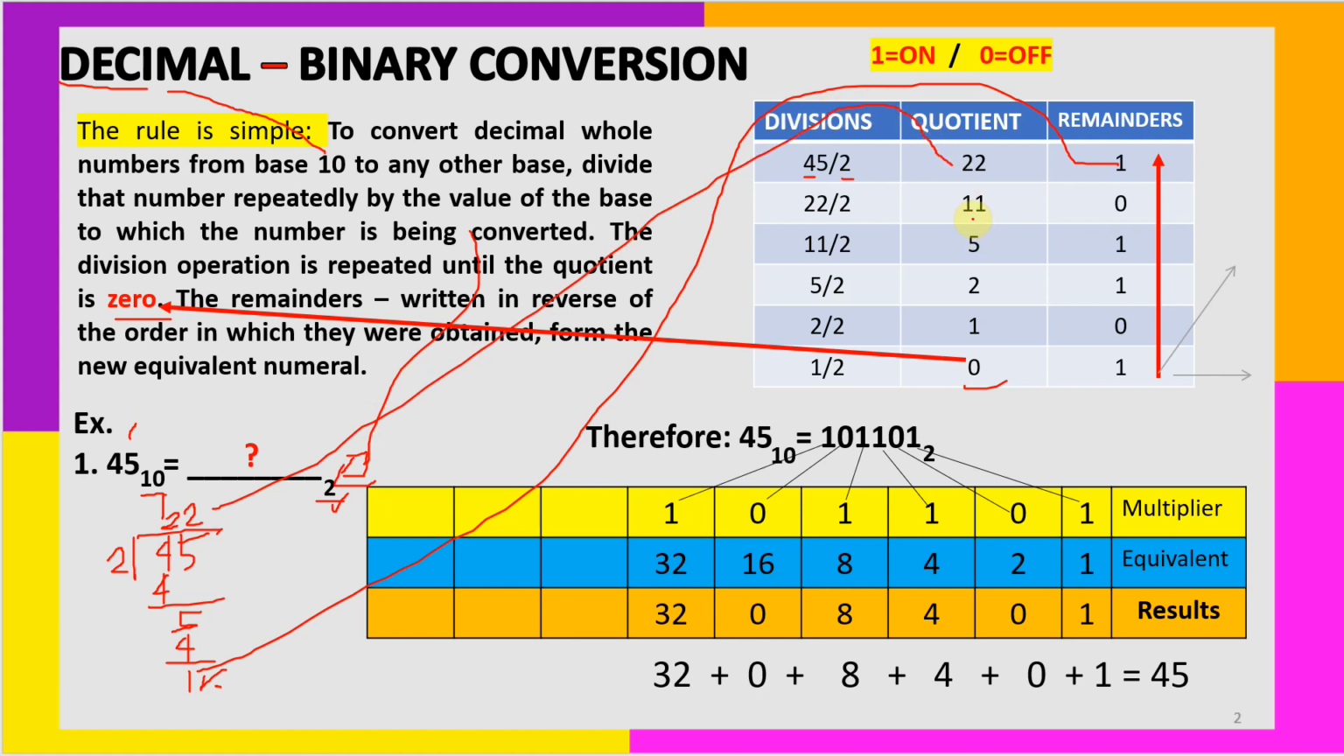Okay, so next you copy 22, this one, you copy the 22 and write it here on the second row, since the rule says that you're going to divide repeatedly. Okay, so this time you divide 22 divided by 2 again.